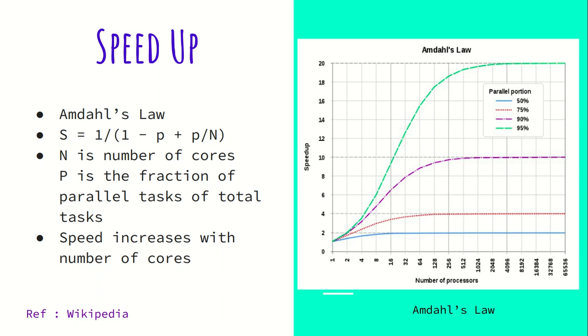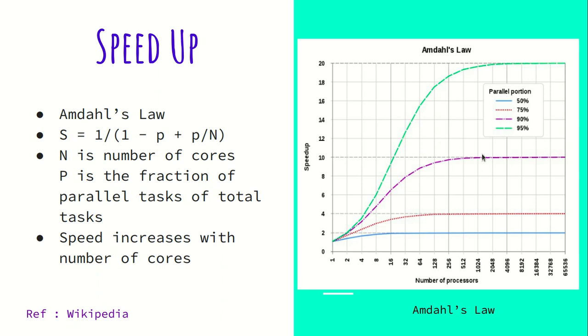Now, as evident, the speed up increases as the number of cores increase. Suppose all tasks could be performed in parallel, that is P is equal to 1. 1 minus P goes to 0 and P goes to 1, so the speed up is simply N. That means the speed up would go linearly as the number of cores. However, this is not realizable in practice as there are certain tasks that cannot be performed in parallel.